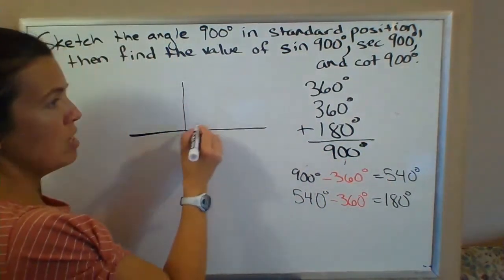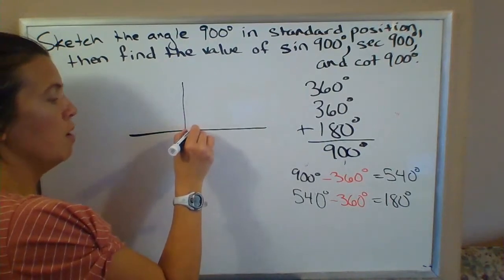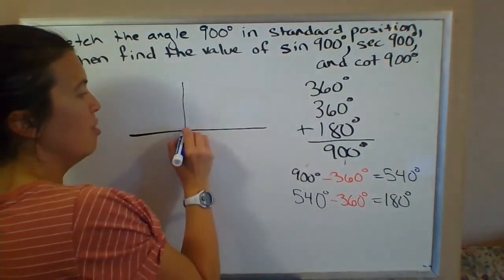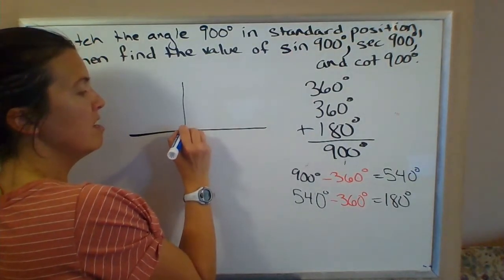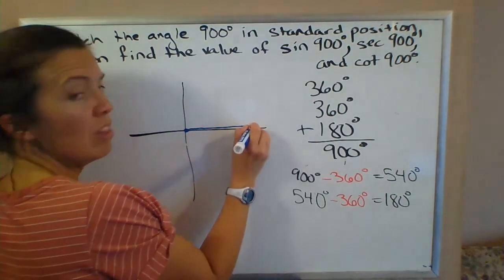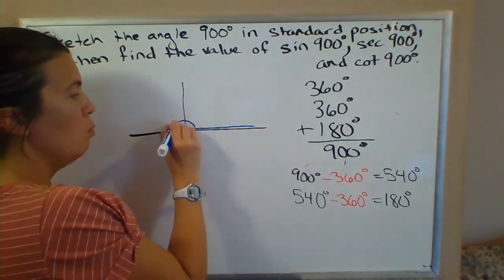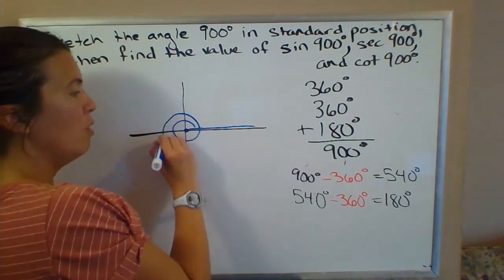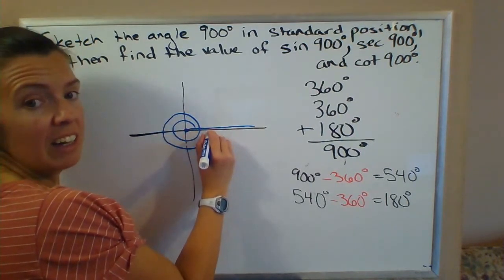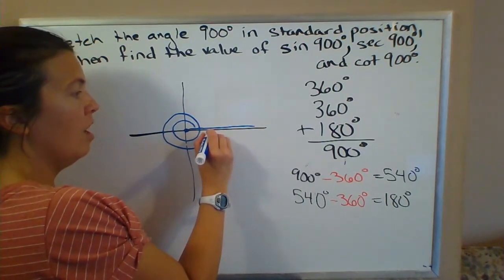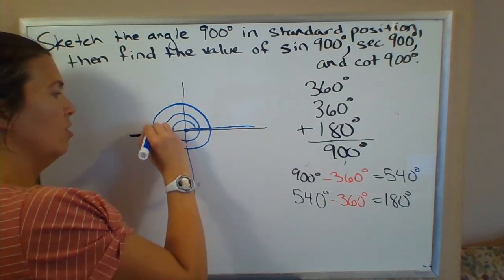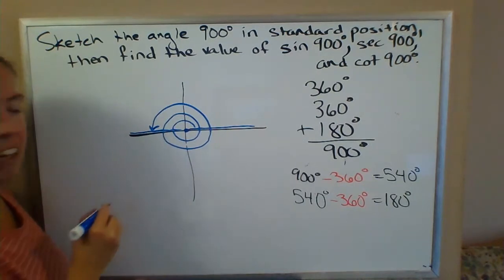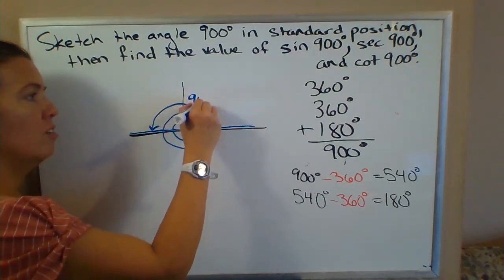So the way we could illustrate that: 360 degrees is one full rotation. Let me use the blue marker. In standard position, the vertex is at the origin and the initial side is on the positive x-axis. One full rotation gets us here, that's 360 degrees. We go another full rotation, that lands us here, and then 180 additional degrees. And so we end up with a terminal side on the negative x-axis. This is our 900 degree angle.